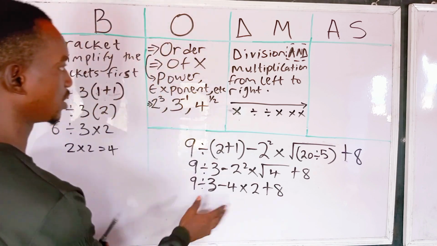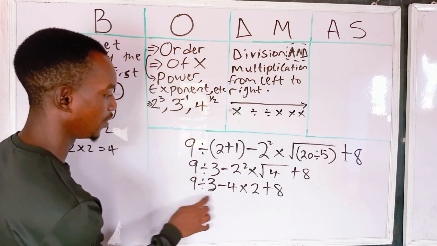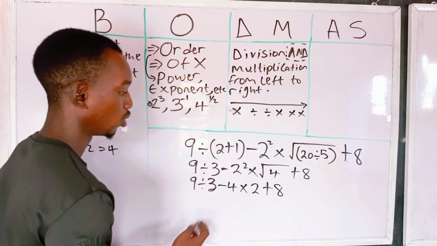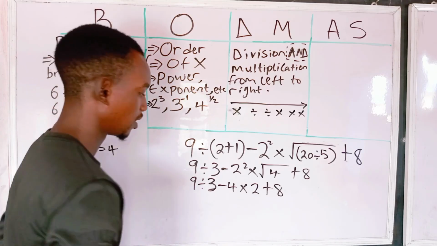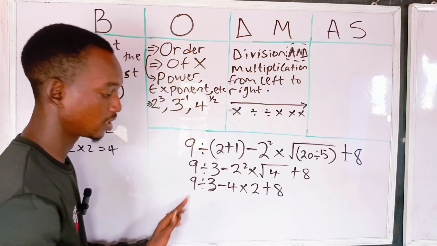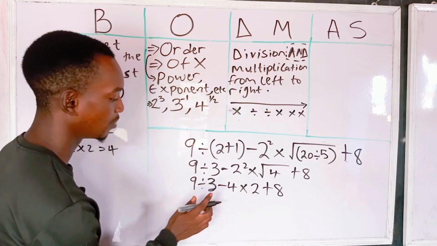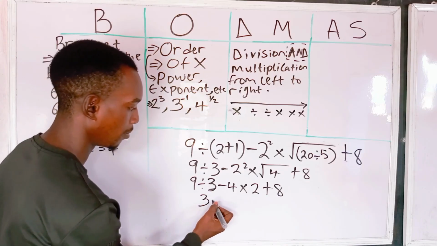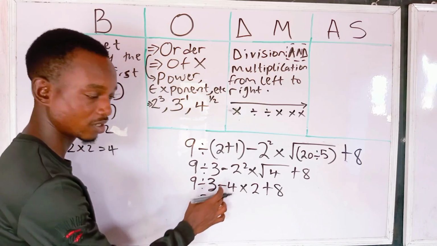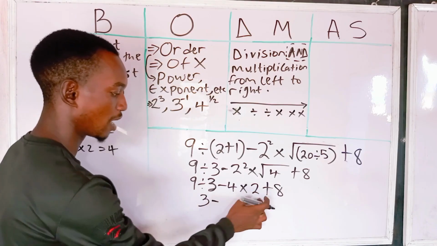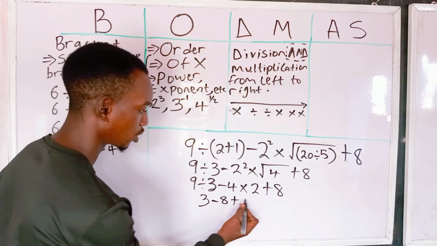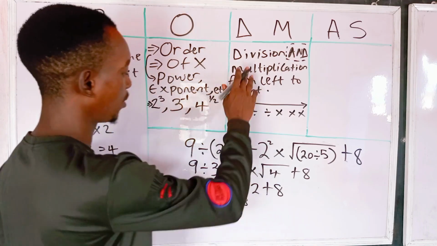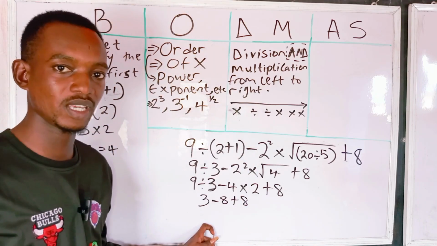Okay, so now let's use that idea here. Here now we have division and we have multiplication. So we don't have to do any one first. Let's start from the left. So from the leftmost part, division comes first. So we're going to be dividing. 9 divided by 3 is what? 3. Minus, now subtraction next, minus, multiply 4 times 2 is what? 8. Plus 8. So following BODMAS, this is the correct answer you will get.